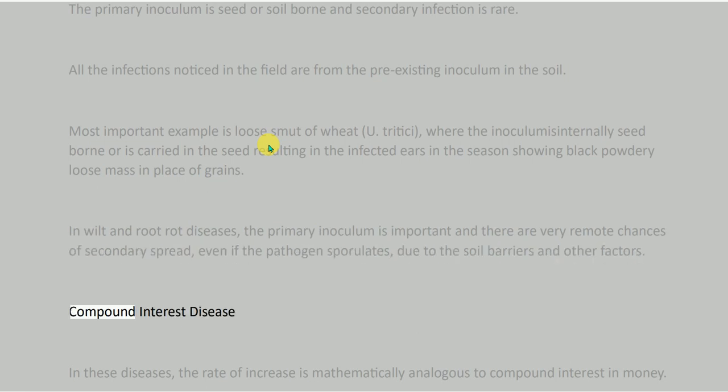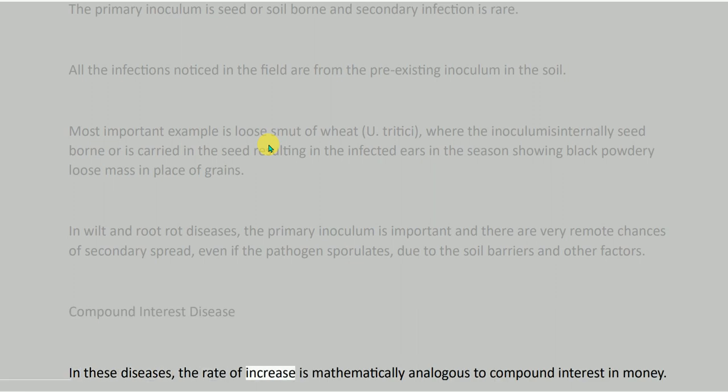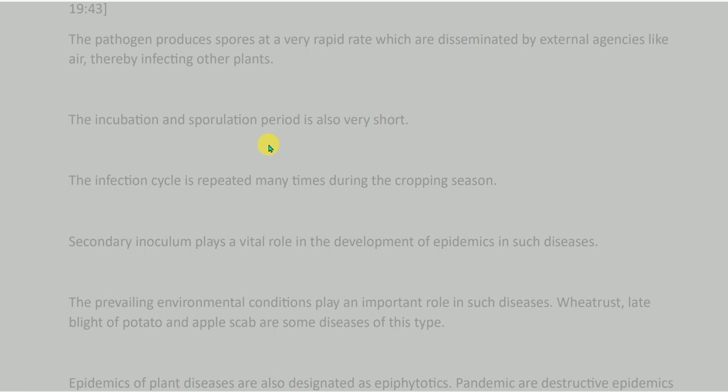Compound interest disease. In these diseases, the rate of increase is mathematically analogous to compound interest in money. The pathogen produces spores at a very rapid rate which are disseminated by external agencies like air, thereby infecting other plants. The incubation and sporulation period is also very short. The infection cycle is repeated many times during the cropping season. Secondary inoculum plays a vital role in the development of epidemics in such diseases. The prevailing environmental conditions play an important role in such diseases. Wheat rust, late blight of potato and apple scab are some diseases of this type.